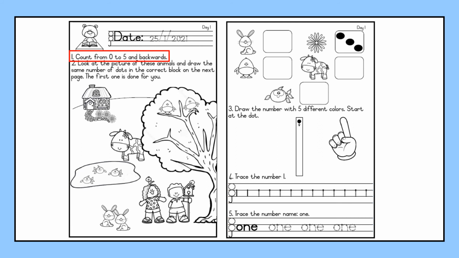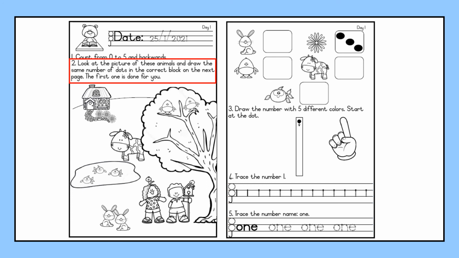The first question, count from 0 to 5 and backwards. We already practiced it. Can you still remember? Pause the video and count from 0 to 5 and from 5 back to 0.